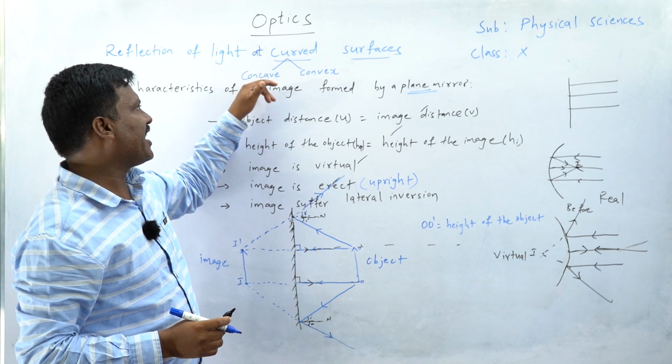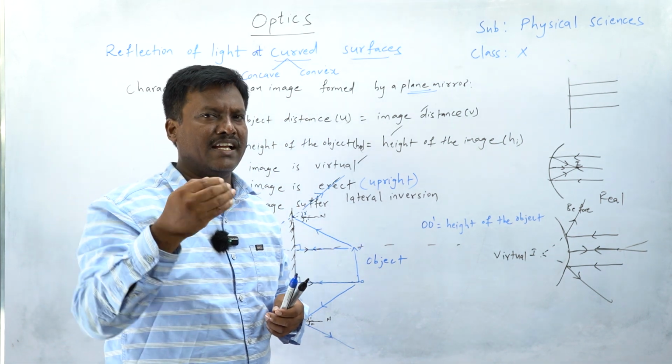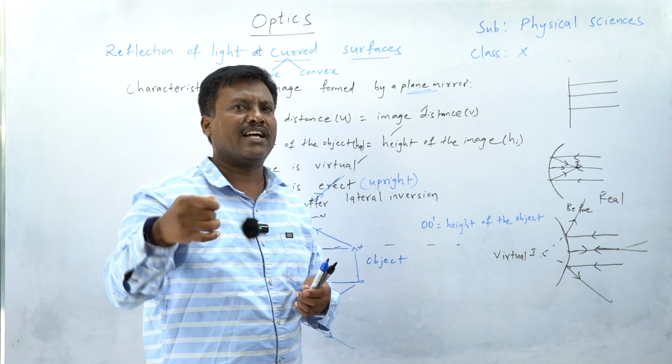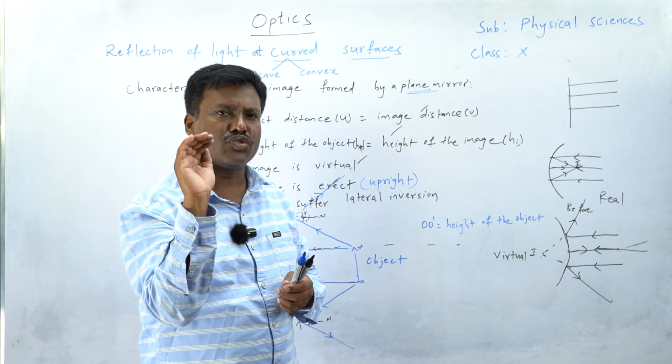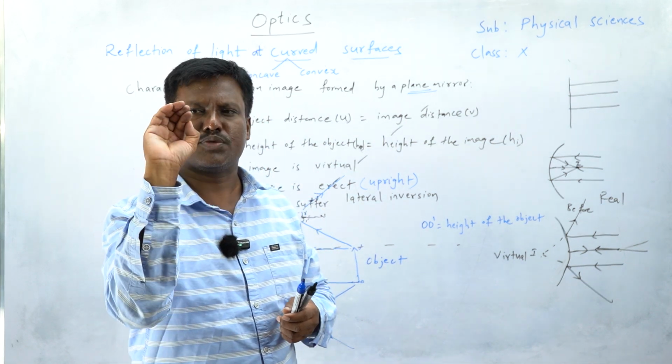Now I will take this concave. For example, if you take a spoon, which we are using, it's a ladle during the cooking process. To mix the items in a vessel, we use one metallic item that is called a ladle. Right? The spoon shape is like this.